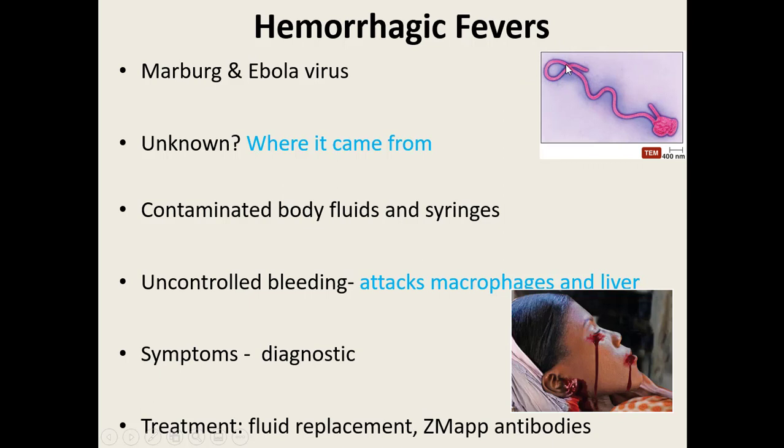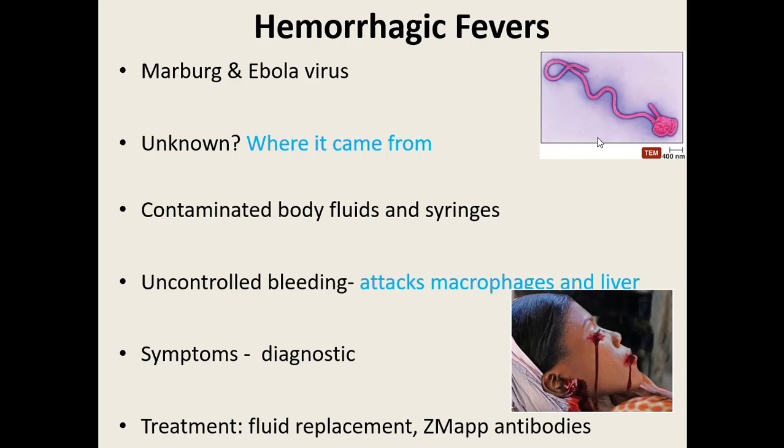They both cause hemorrhagic fevers. Now, it's unknown how it came to infect humans. The thought is, again, maybe bats, but they're not really sure where the virus exactly came from. We know it's spread by contaminated body fluids and syringes. We know the virus attacks macrophages and liver cells, and it causes uncontrolled bleeding under the skin and from any body opening. It's truly destroying your cells internally.